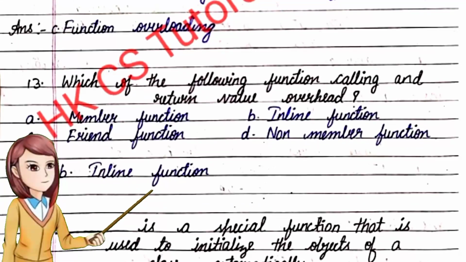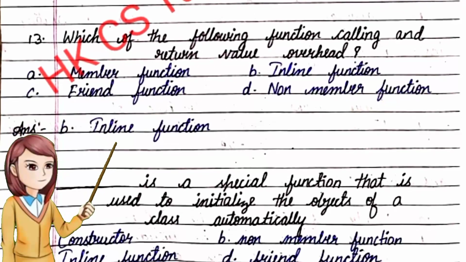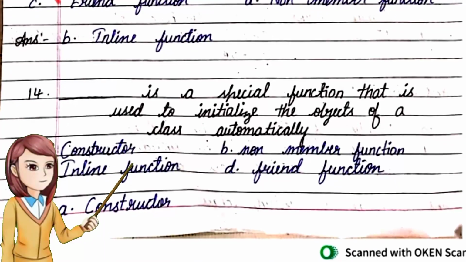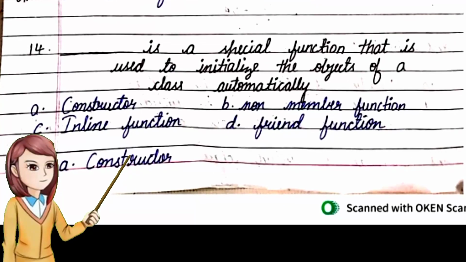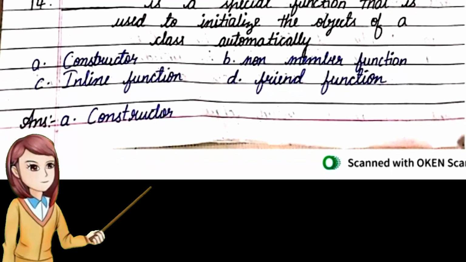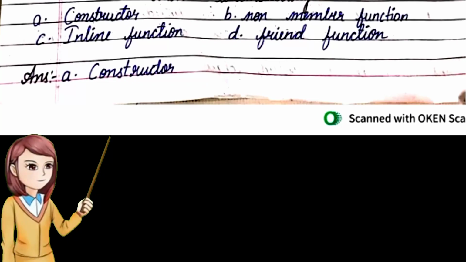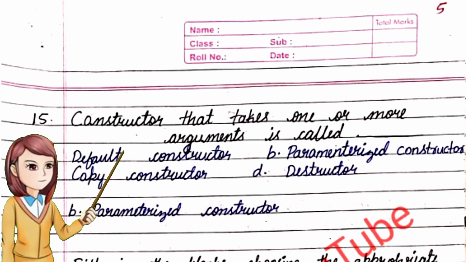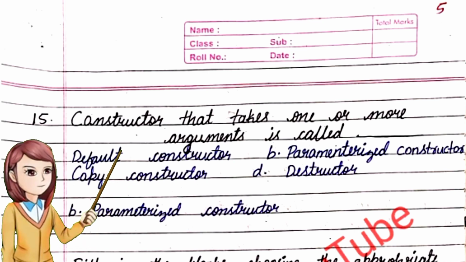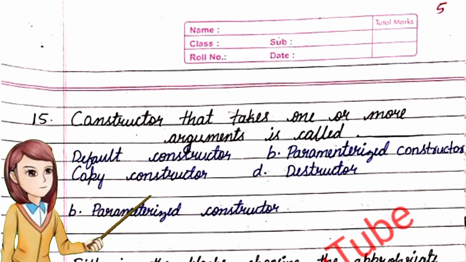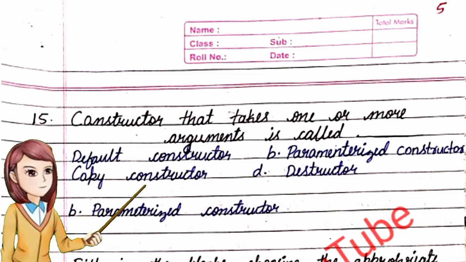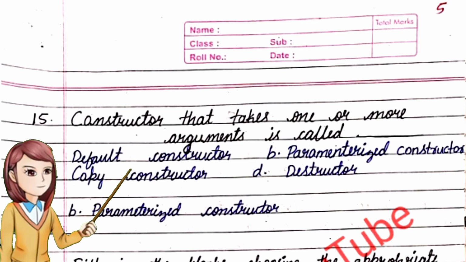14th, dash is a special function that is used to initialize the object of a class automatically. Options are constructor, non-member function, inline function, friend function. The answer is constructor. 15th, constructor that takes at least one or more arguments is called? Options are default constructor, parameterized constructor, copy constructor, destructor. The answer is parameterized constructor.